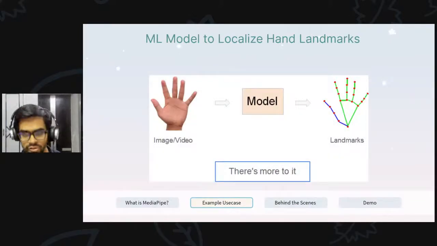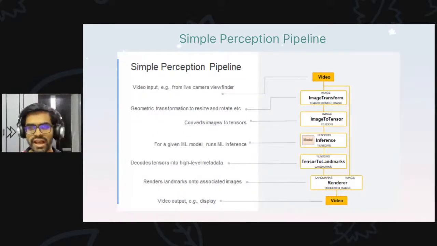So we are going to look at how this actually takes place. Essentially, we have an image or a video. From the video we take a frame, or if we have an image, we run a machine learning model on top of it that generates the landmarks and then superimposes those landmarks on the image. But let's understand this more in depth. Here we are building a simple perception pipeline that is able to detect your hand and generate the landmarks on top of it, and that is the desired output.